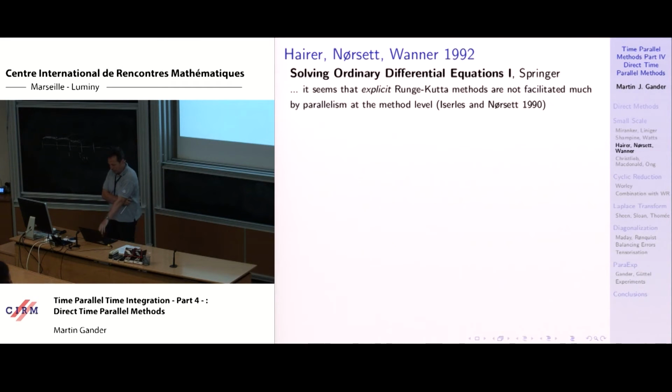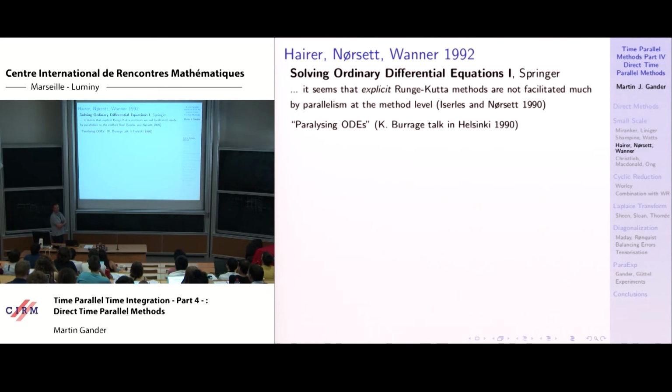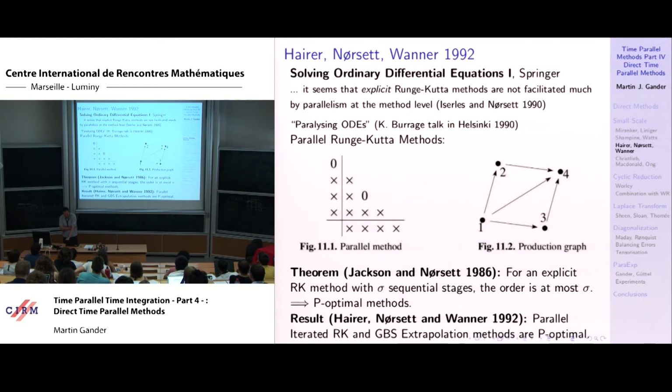And then there is a glitch that happened to Kevin Burrage, the guy who wrote the summary book. In a talk, he said "paralyzing ODEs" instead of "parallelizing ODEs." Paralyzing means you're paralyzed afterwards, you're not moving anymore. So what are these methods that are in the book? They're parallel Runge-Kutta methods. I didn't know that exists.